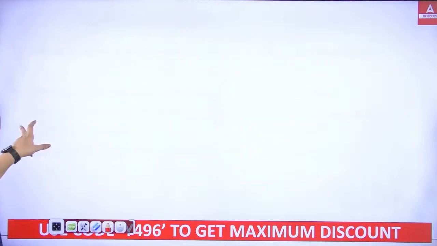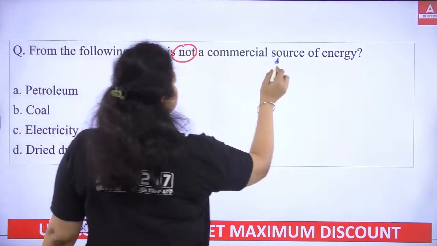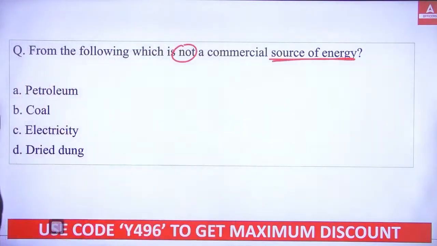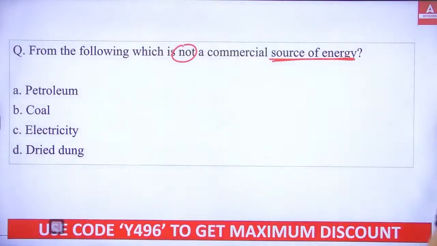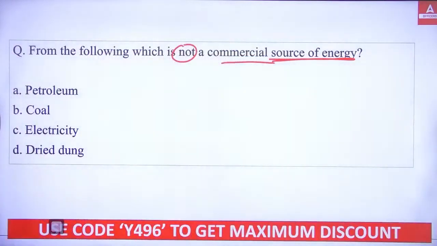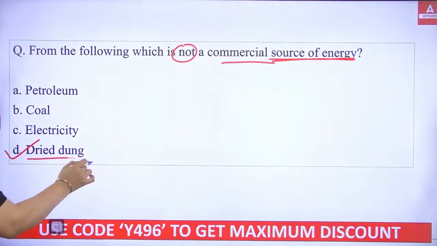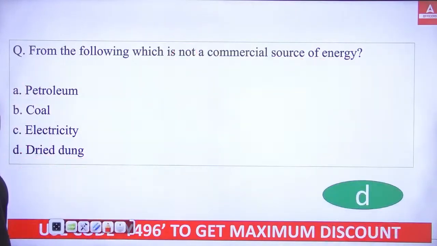Now, next we have: from the following, which is not a commercial source of energy? A commercial source of energy is what you are using as business energy, or we can say you are doing business on it. So is it petroleum, coal, electricity, or dried dung? Which of the following is not a commercial source of energy? A, B, C, or D? And the right answer will be option D. This is not a commercial source of energy. Petroleum is, coal is, electricity is, but not the dried dung. Okay. IFS subject.